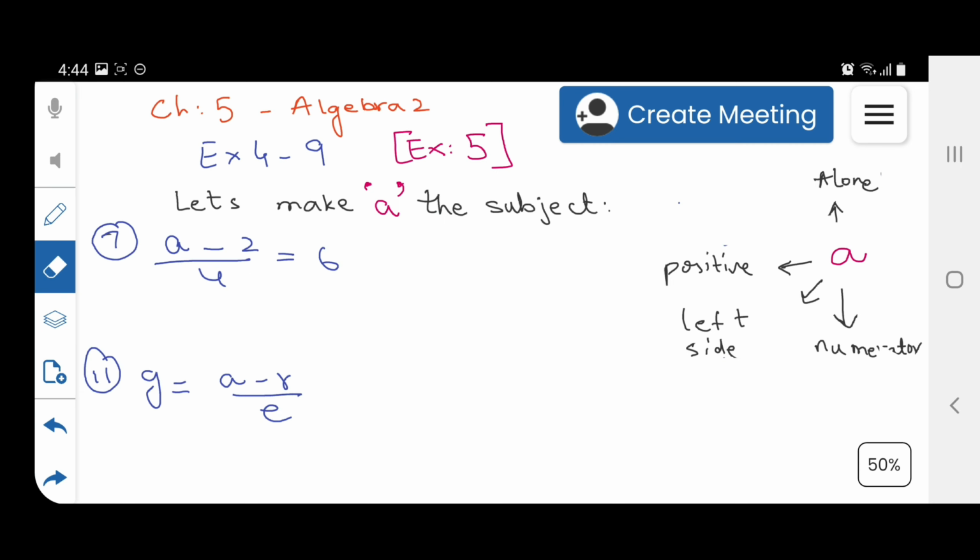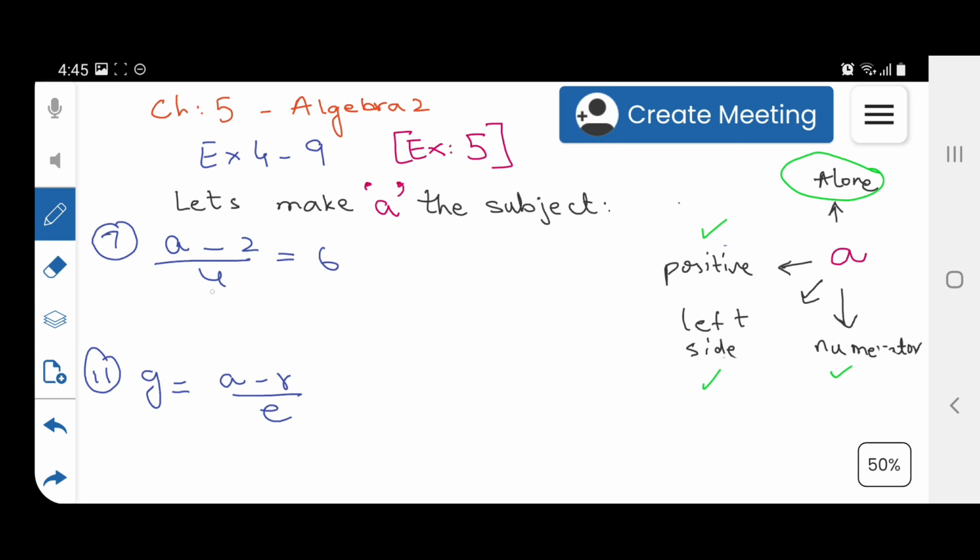Next, I have taken two questions from exercise 5. Again, A should be the subject, and here they are saying that A minus 2 over 4 equals 6. Whenever we have numbers, we are going to solve them and make them one term in the answer. Now let's see. A is in the numerator, yes it is. A is on the left side, yes it is. A is positive, yes it is. But A is not all alone, so we want to make it alone. We have to isolate this A.